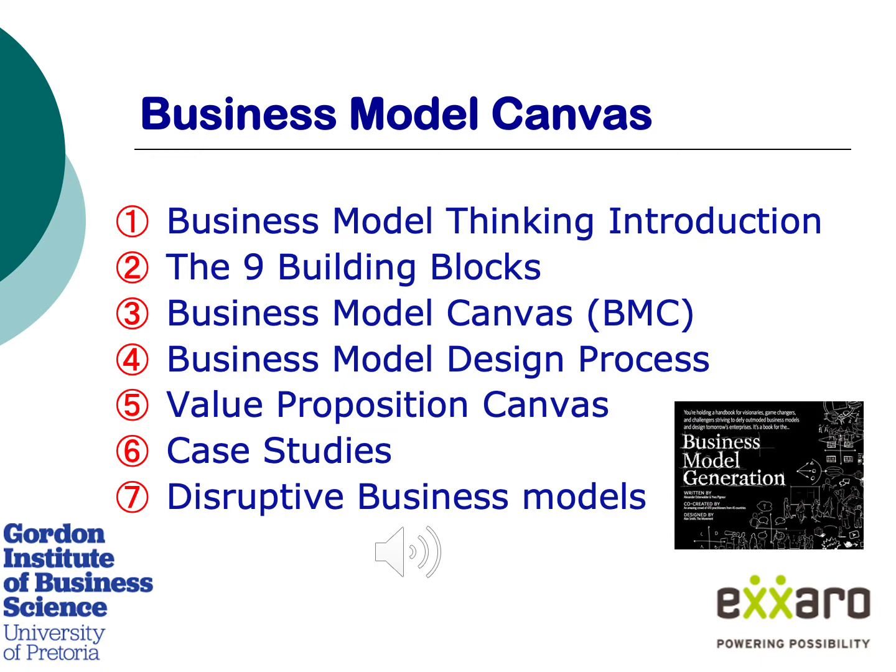Following hereafter will be a discussion on business model thinking. We'll just introduce that. We'll then go to the 9 building blocks that make up the business model canvas. We'll have a discussion on the business model canvas itself, BMC, and then we'll venture into the business model design process. Having done that, we want to look into our value proposition. A value proposition canvas will be the tool we will utilize to determine exactly how we are going to be the preferred value provider to our customer.